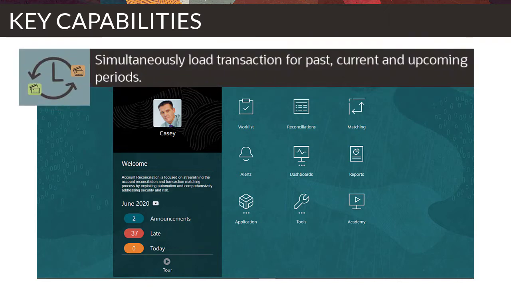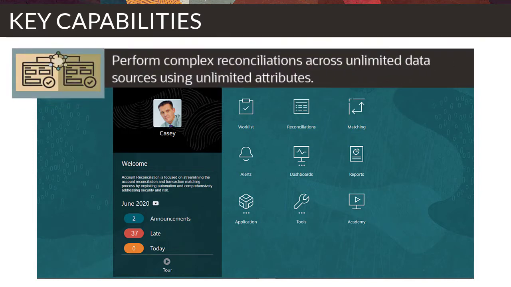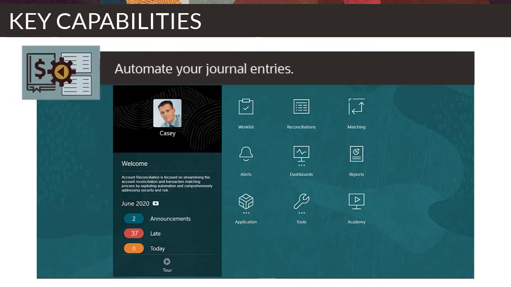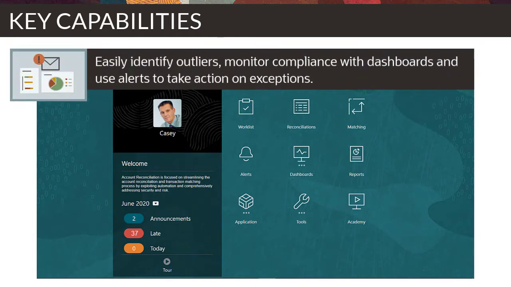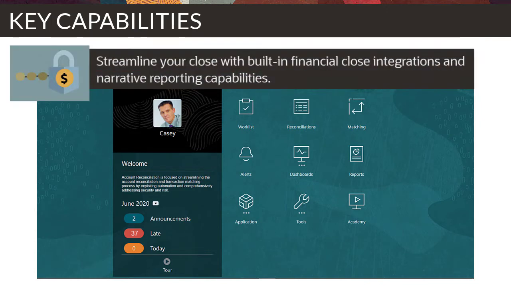reconciliations, simultaneously load transactions for past, current, and upcoming periods, perform complex reconciliations across unlimited data sources using unlimited attributes, automate your journal entries, automate all reconciliations such as zero balance, subledger, cash, and intercompany, easily identify outliers, monitor compliance with provided configurable dashboards, and use alerts to take action on exceptions, and streamline your close with the built-in financial close integrations and narrative reporting capabilities.